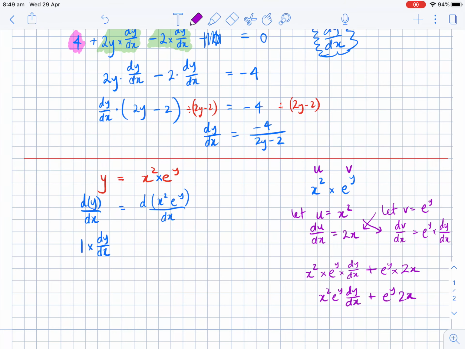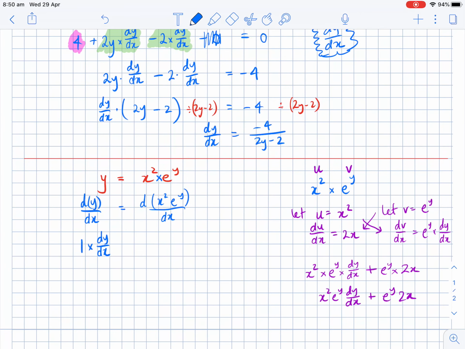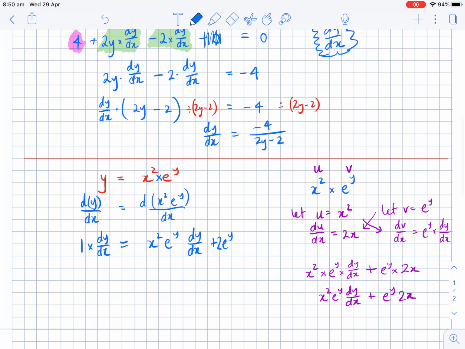I could take out common factors, but I'm going to leave that for a little bit to see what happens, because remember, I want to try and find out what dy dx is here. So my common factor probably needs to be dy dx before anything else. So x squared e to the y dy dx plus e to the y times 2x. I'm going to put the 2 in the front and the x at the end.